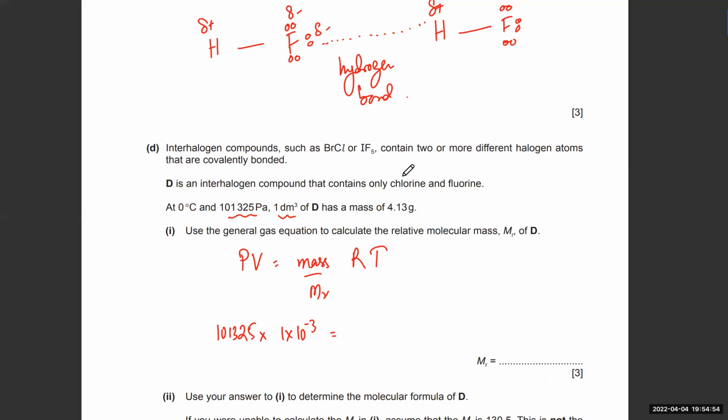The mass is given, that's 4.13, divided by the MR, which we don't know. And R is 8.31. The temperature is given as 0 degrees centigrade, but that should be in kelvins. So remember, volume must be in meter cube, temperature must be in kelvins, pressure must be in pascals. How do you convert centigrade to kelvins? You add 273, so 273 K. So what MR do we get for this?